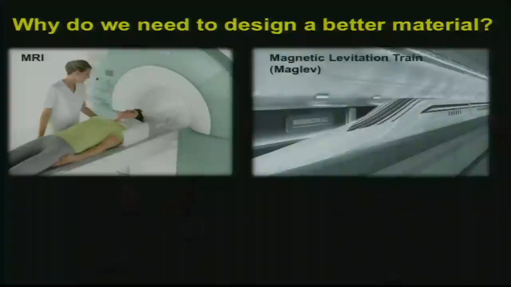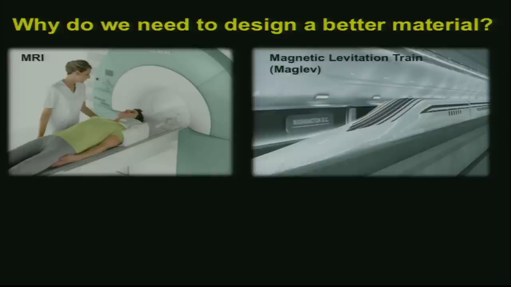But that is why we always need better or smarter materials. This is an example, MRI. How much do we pay to take an MRI picture? If you have insurance, probably $50. However, the insurance company pays a lot of money to the hospital, a few thousand dollars for one shot.